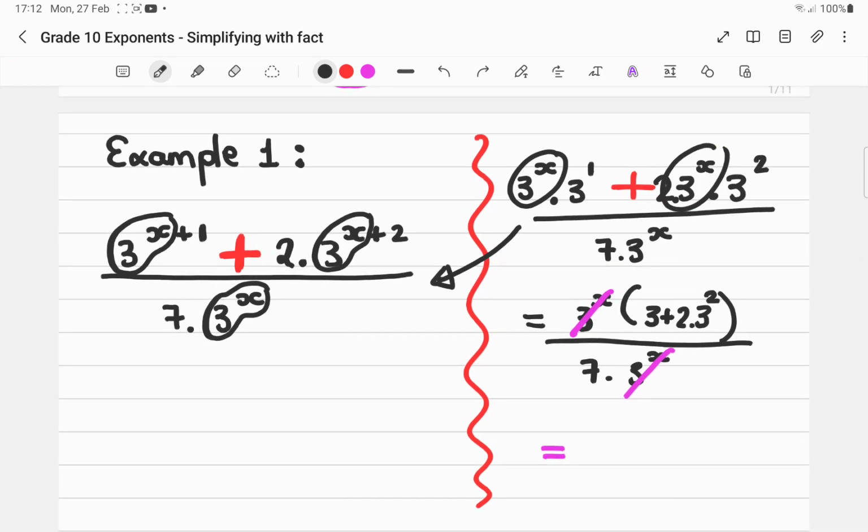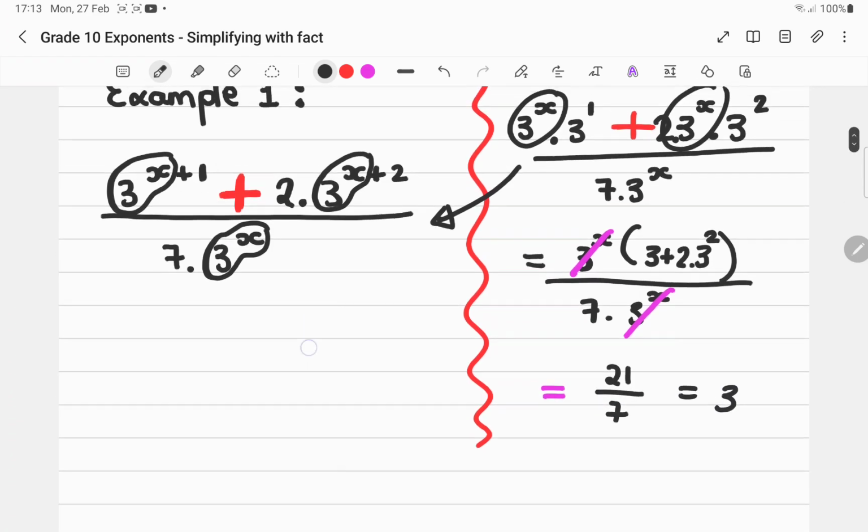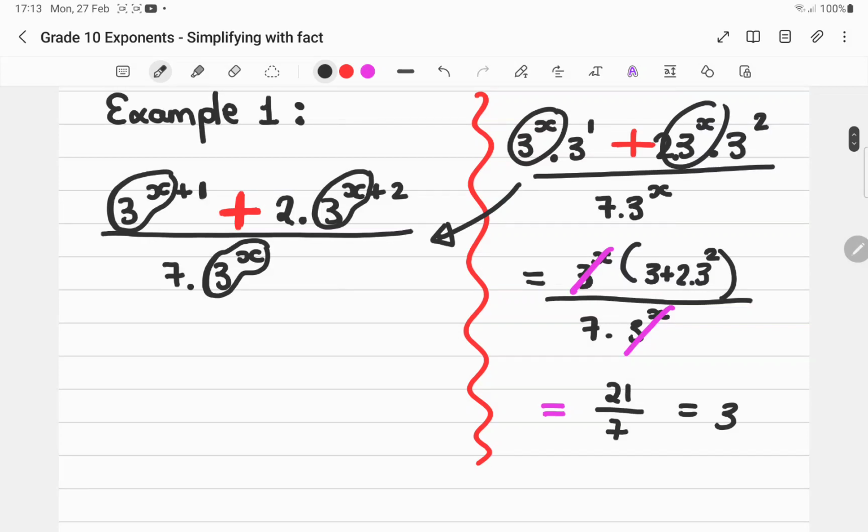So now we've got 3 squared, which is 9. 9 times 2 is 18. 18 plus 3 is 21 over 7, which gives me 3. Okay, but I just want to show you, there's a quicker way instead of splitsies.